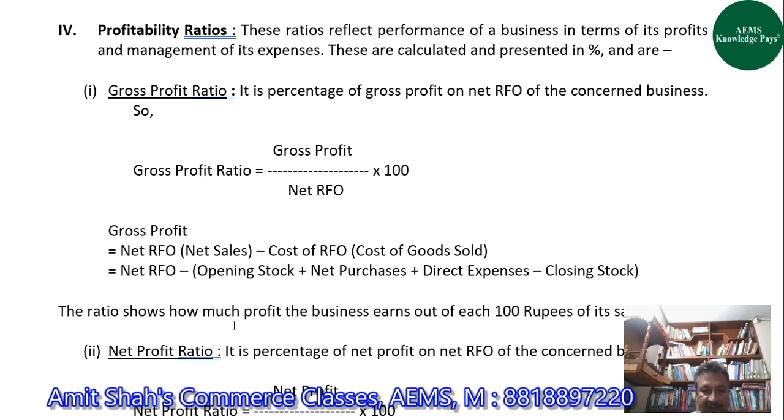And guys, what does this gross profit ratio reflect? It reflects how much profit a business earns out of each 100 rupees of its sales. So if the gross profit ratio of a business is 16%, yes, it would be in percentage that I have already explained, it means out of every 100 rupees of sales, the business earns a gross profit of rupees 16. Have you got me, guys, or not?